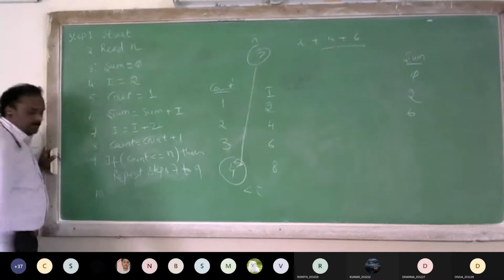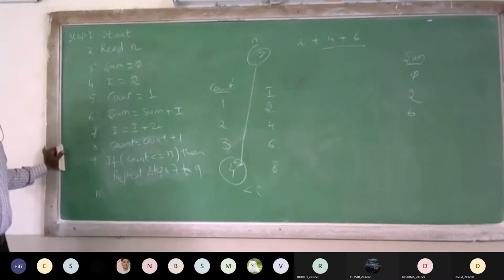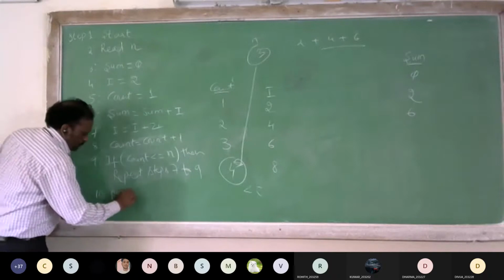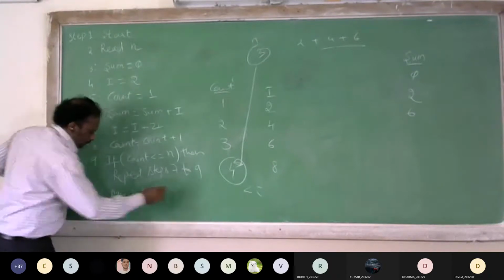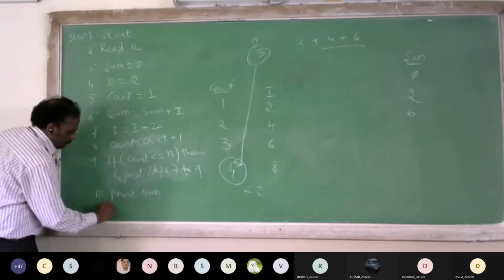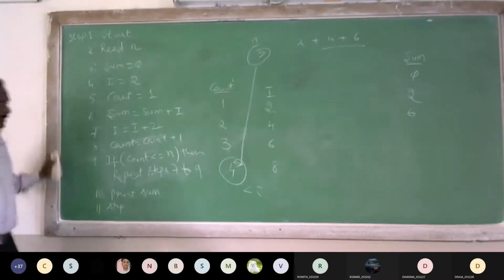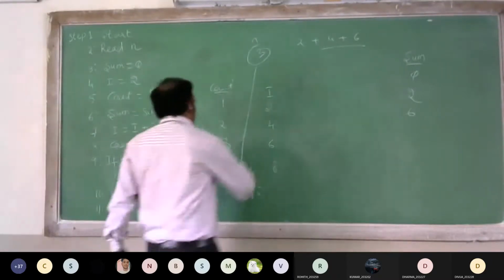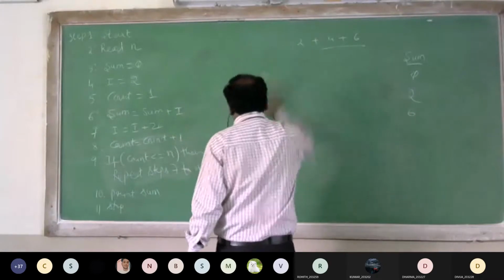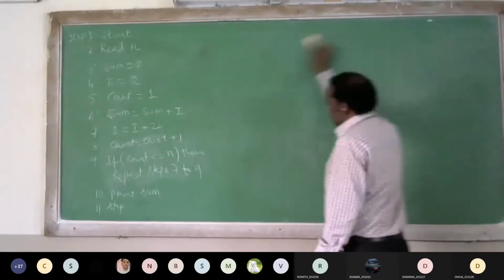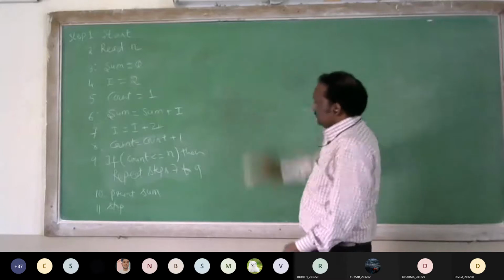So what is the title of the question? To find the sum of n even numbers. So print the sum now. Print sum. What is the last step? The last step will always be stop. Now we shall write the flow chart.